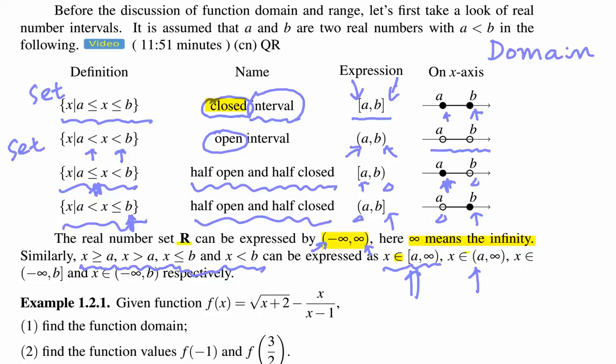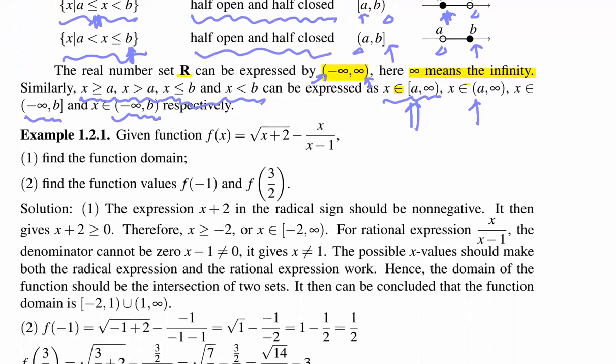Okay. And then for x less than or equal to b, you may write in this way. For x less than b without equal to b, you may then write in this way. Round bracket. Okay. Now let's see a few examples right here. Move up to see the example.